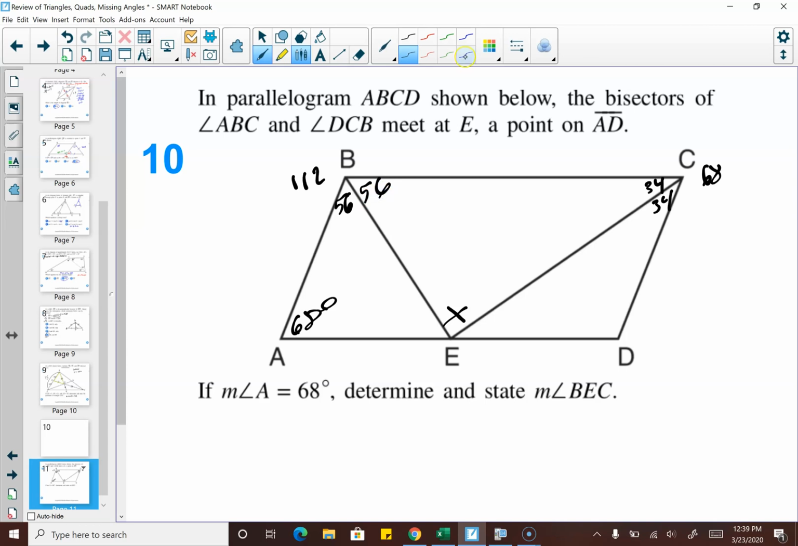Then, if we take our last piece here, we're going to add these two together. So 56 plus 34 gives us 90. So then 180 minus 90 gives us a 90-degree angle for x.